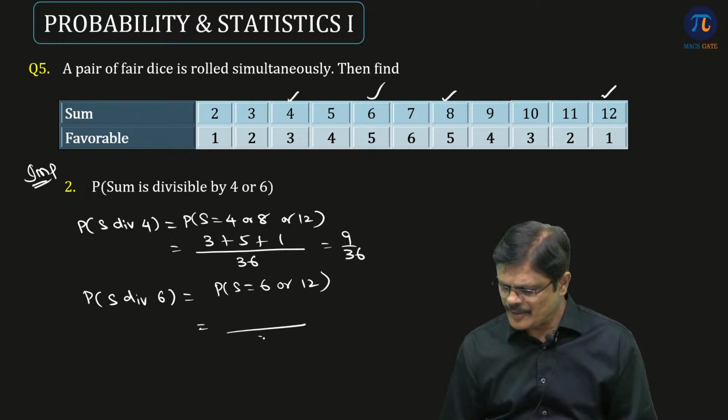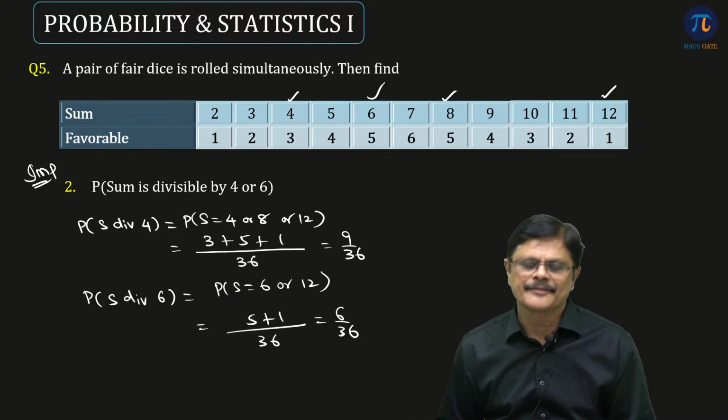So how many cases are favorable? 36 in the denominator. In the numerator, 6 means 5 cases, 12 means 1 case. That is 6 upon 36.